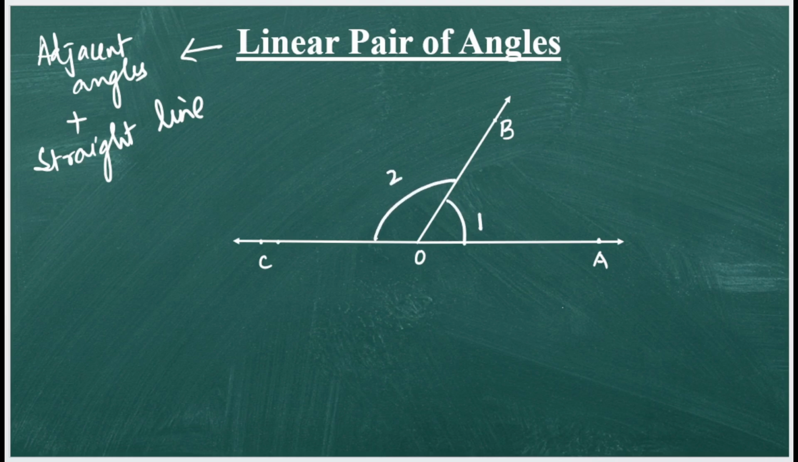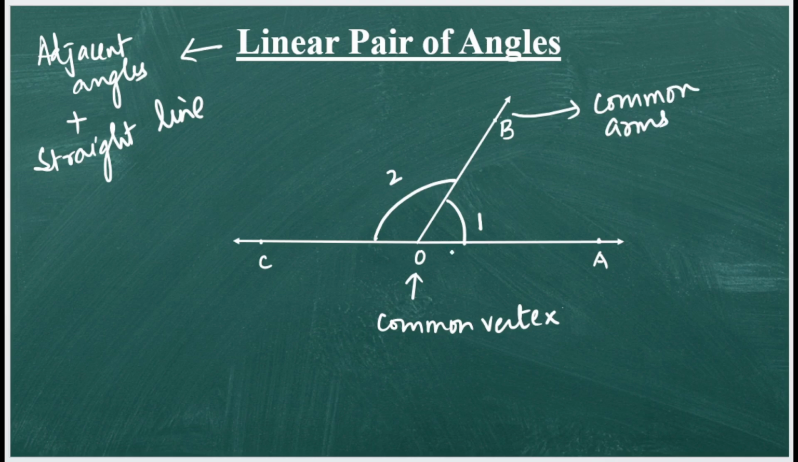Okay, angle 1 and angle 2 are exactly a linear pair of angles because you can see that they are adjacent angles. They are coming side by side. The common vertex is O, that's the common vertex. The common arm is this one, OB, and the non-common arms are on the opposite side of the common arm. So OA and OC are on the opposite sides of OB. So they are definitely adjacent angles. But in this case, the non-common arms should form a straight line. So are they forming a straight line? Yes, they are. So such a pair of angles is called a linear pair of angles.